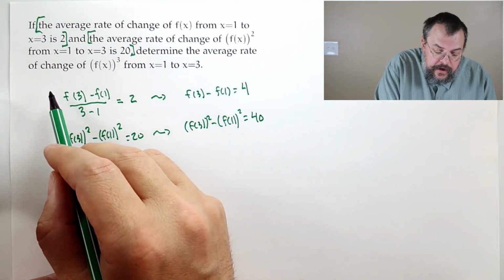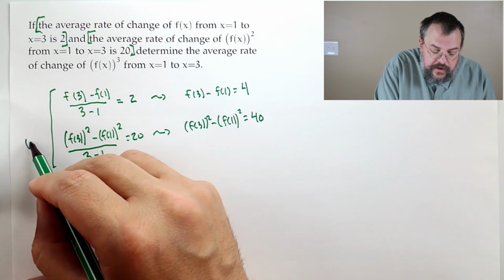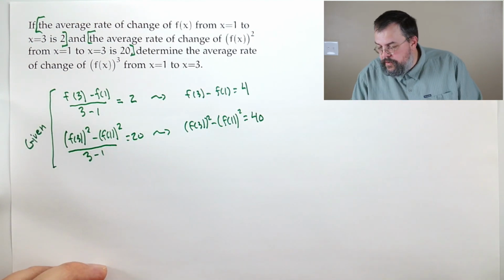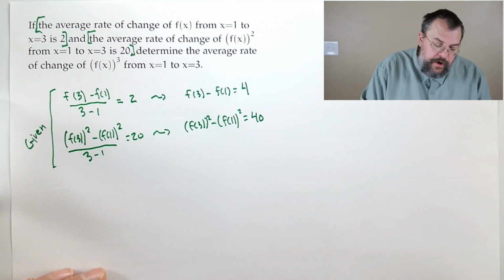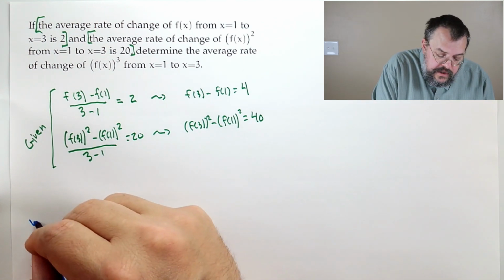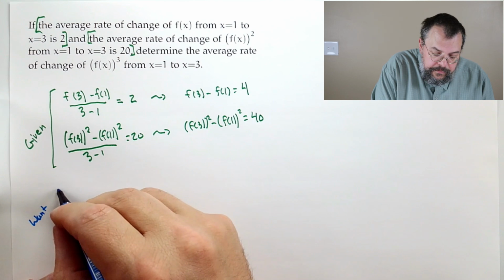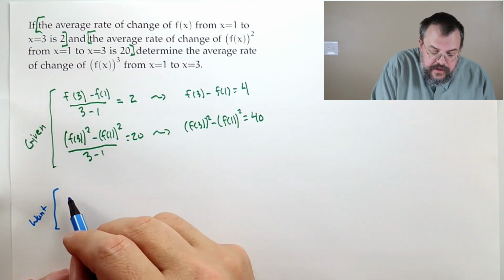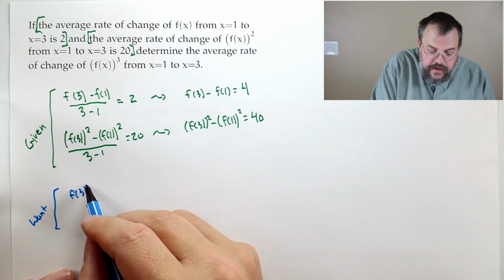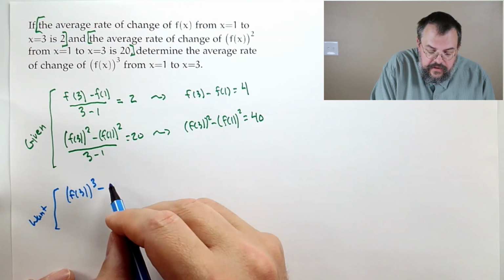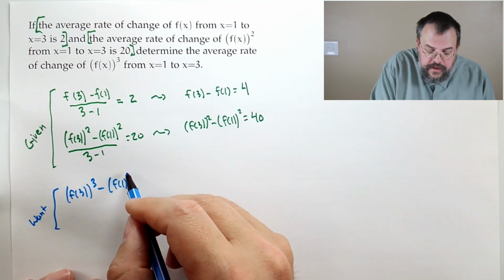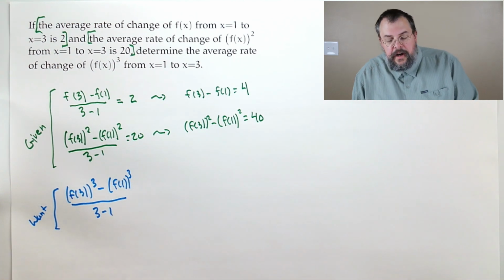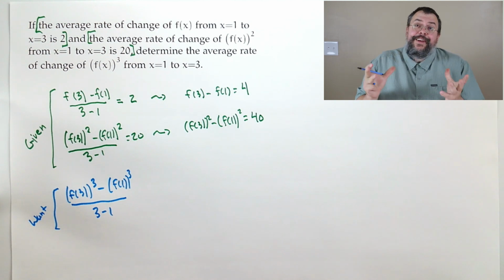Now, these are given. So, it's nice to know what's given. What do we want? Well, let's switch colors if we're going to talk about what we want. We want to know the following. We're looking for the average rate of change of the function cubed. So that's f of 3 cubed minus f of 1 cubed. Divide that by 3 minus 1. All right. Now we can kind of see where we're going.